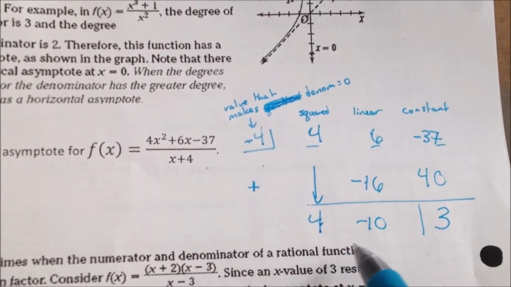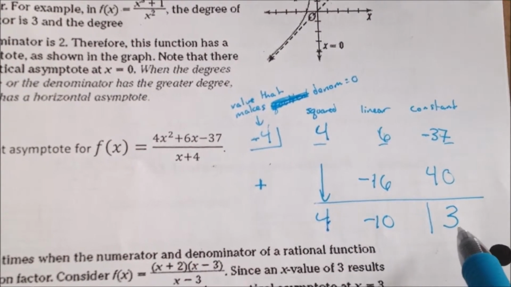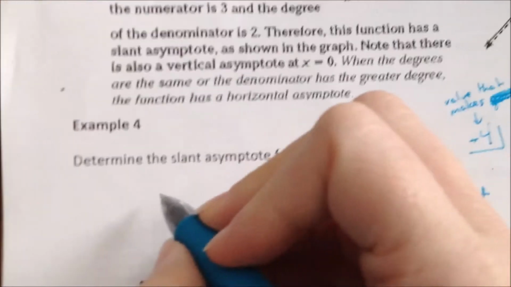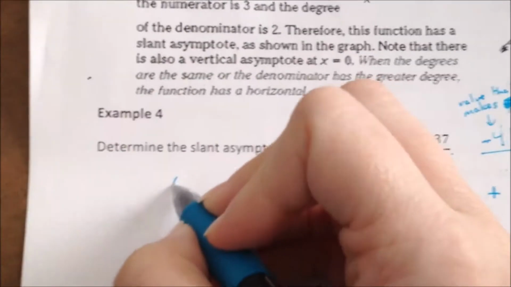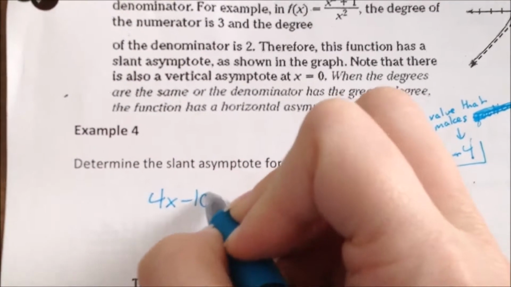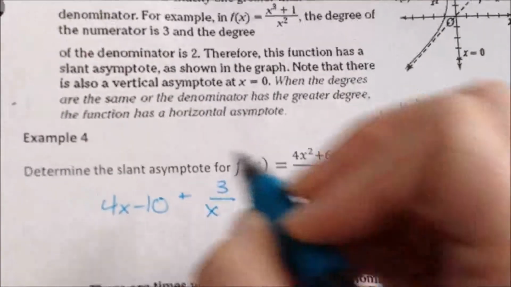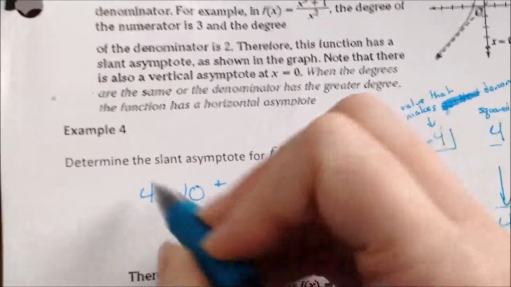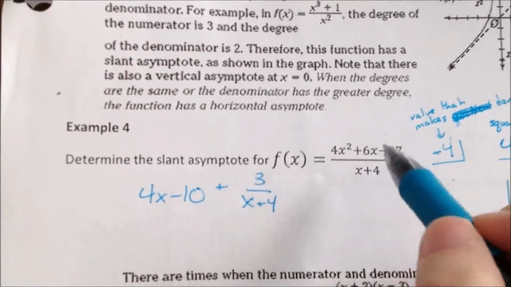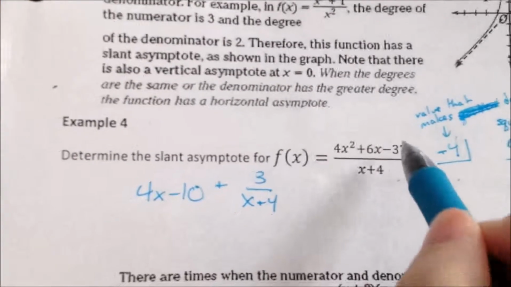This is the quotient, and this is the remainder. So the way we would write the result is it's 4x minus 10 plus 3 over x plus 4. That's exactly the same as this.